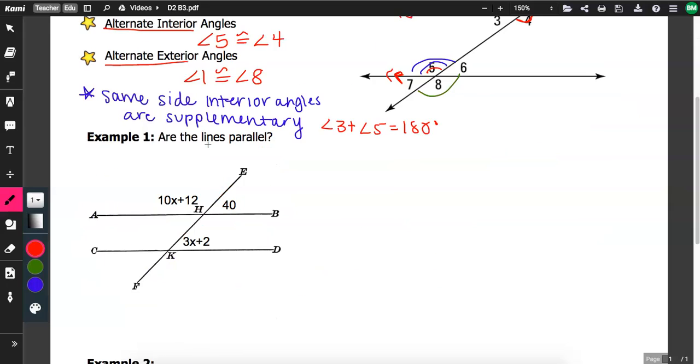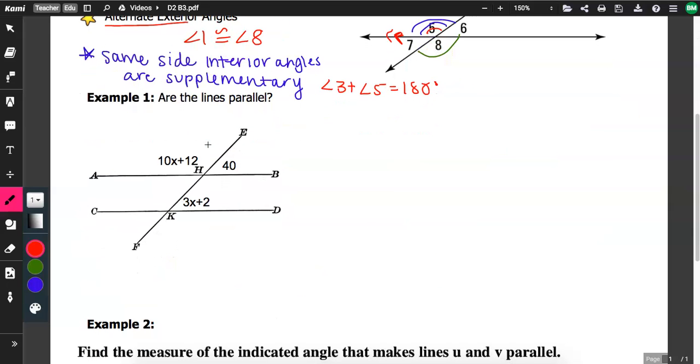Let's go back to the notes. So let's actually use that information now to determine if these two lines are parallel. So we're wondering if AB is parallel to CD. So let's think about what could be true if they were parallel. I notice this angle here and here. These guys are corresponding angles. So that means they should be equal, meaning 40 should equal 3x plus 2, because those are our corresponding angles.